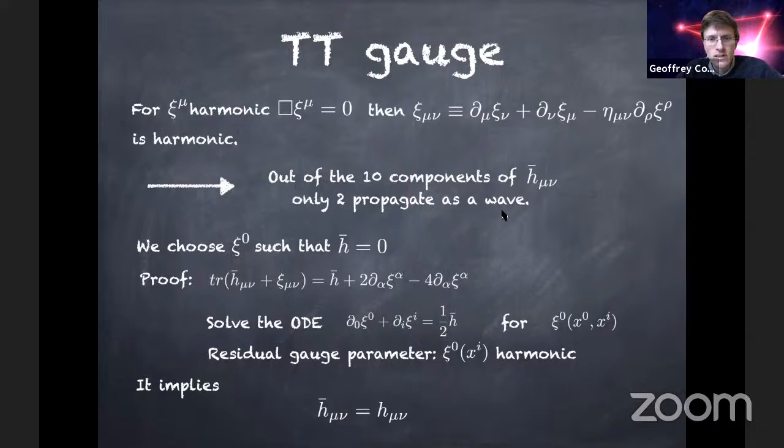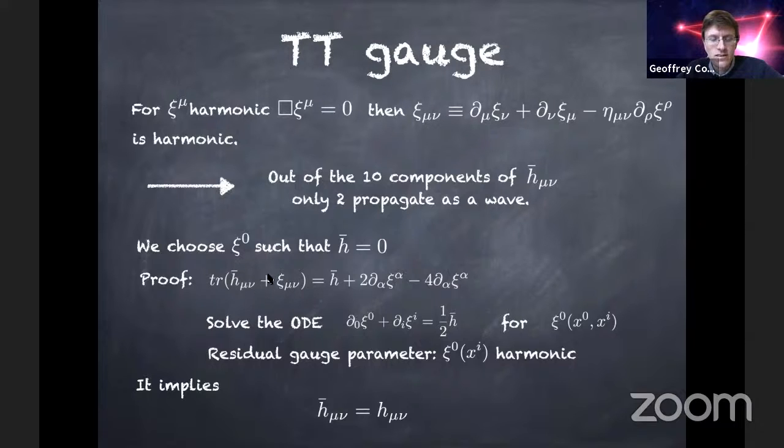To see where these 2 degrees of freedom are and to isolate them, we'll use the residual gauge transformation. So let's choose psi 0 to fix h bar to be 0. We can do that for the following reason. If you take h bar plus one of these psi, so you add this perturbation, which is harmonic. I didn't prove it, but it's an exercise for you at home to prove this is harmonic.